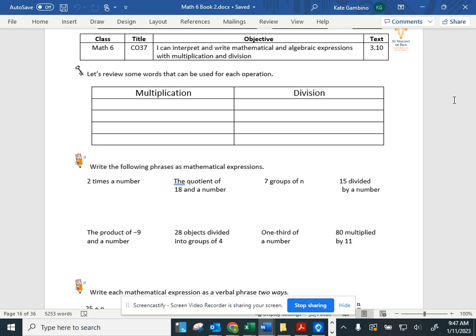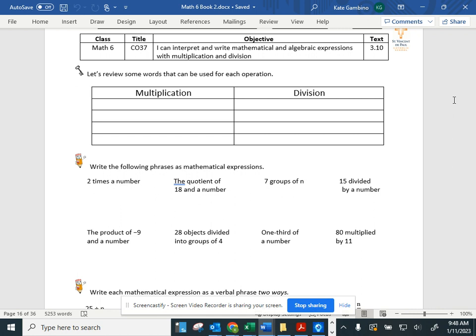Yesterday we did adding and subtracting. Today for CO37 we are doing multiplication and division. So very similar to what we did in CO36. This time we're looking at the operations of multiplication and division. So again, we're working with those expressions, those mathematical statements. We're going to review words for the operations for multiplication and division.